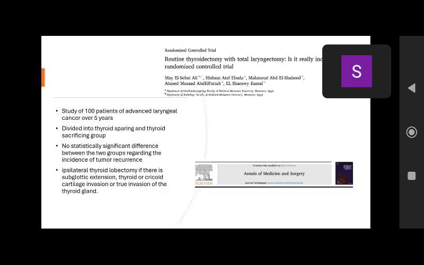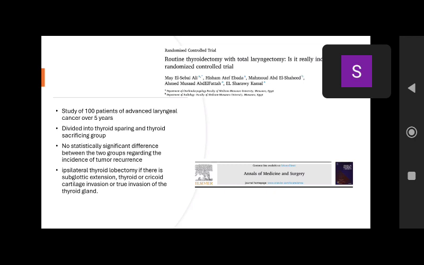The other study which I am showing is a randomized control trial from Egypt. They studied 100 patients over 5 years, and classified them into two groups: either thyroid sparing or thyroid sacrificing. In terms of oncological control or tumor recurrence, there was no statistically significant difference between the two groups.